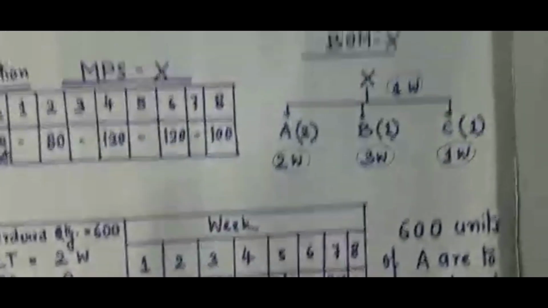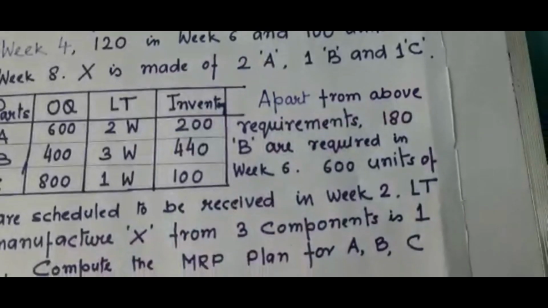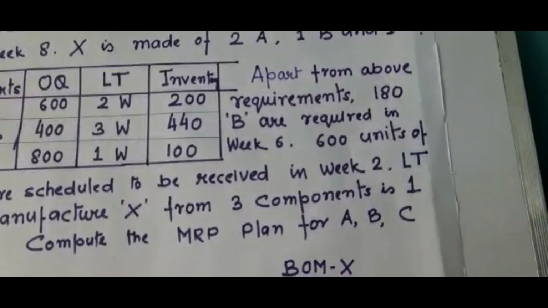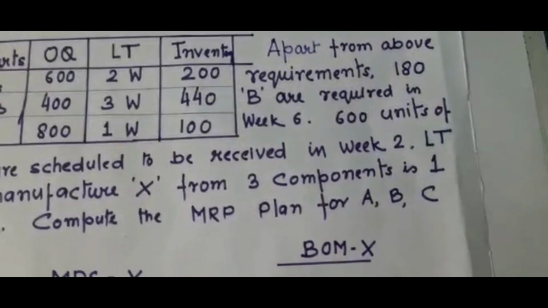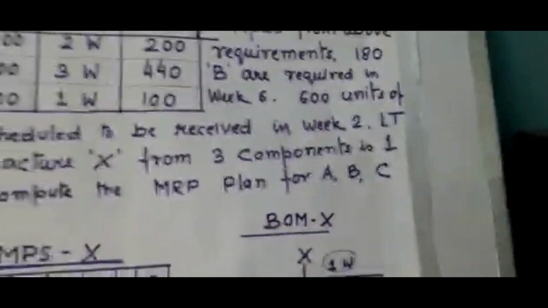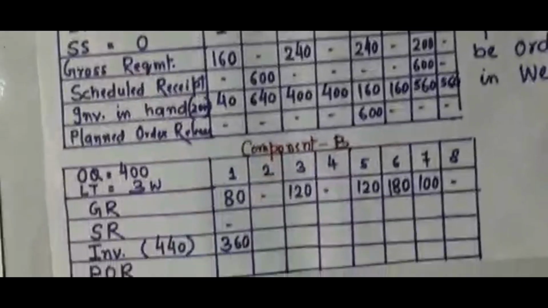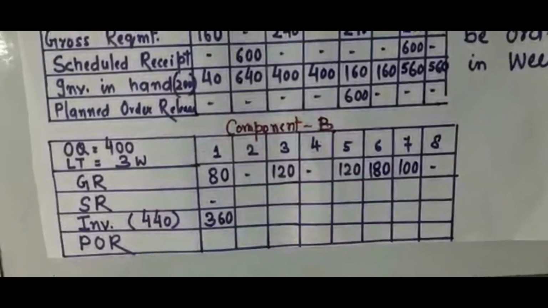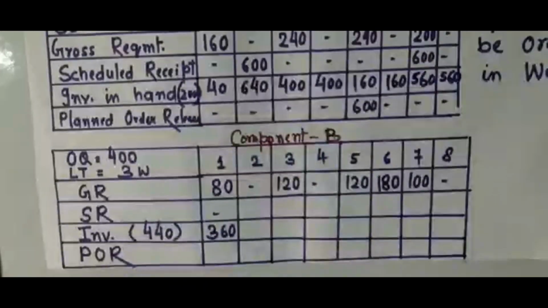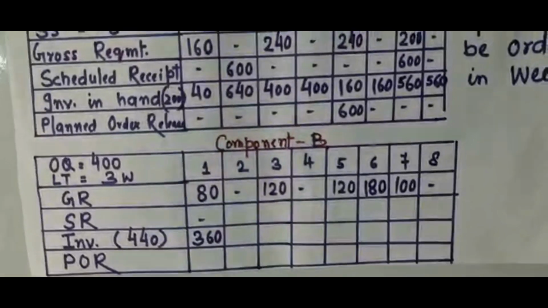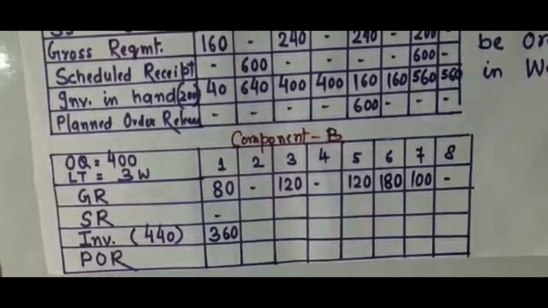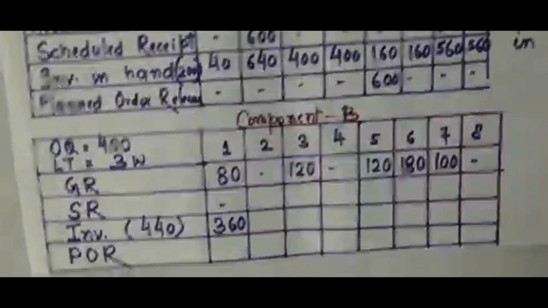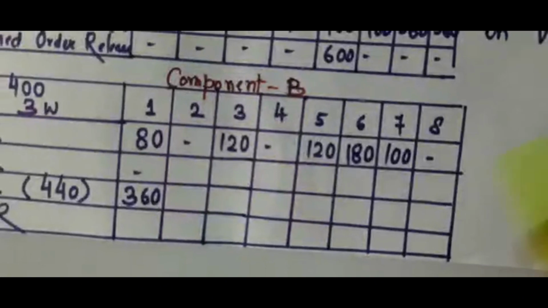Now apart from this, it is given in the problem that 180 units of B are required in week 6, and this information also we have put in the gross requirement row in week 6. Okay. Now there is no scheduled receipt for component B. It is not specified in the problem. Inventory in hand is 440. So to start with, I just write this.